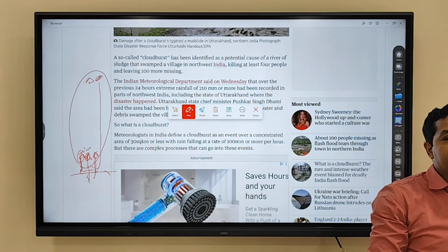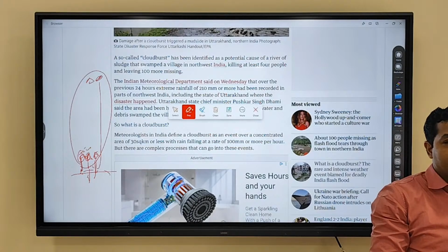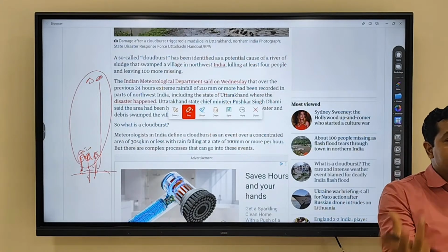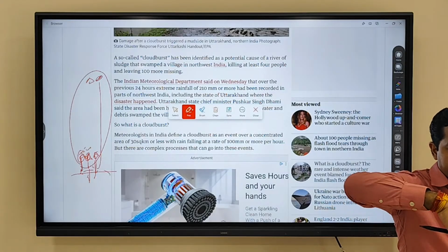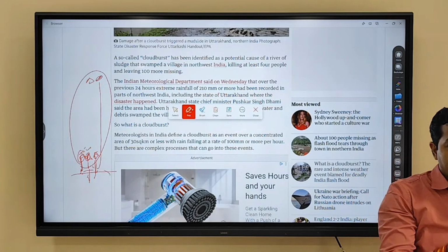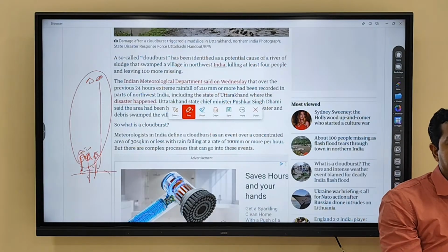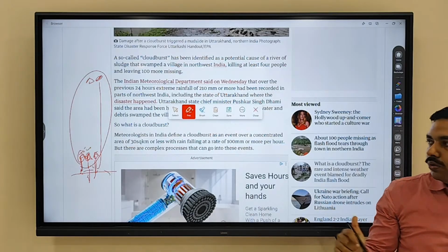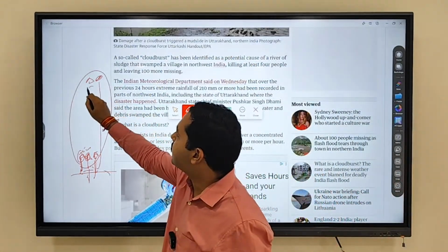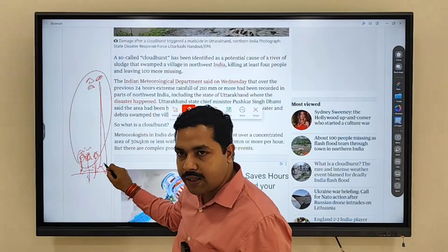Bursting of cloud doesn't mean that everything is falling together. Bursting of cloud means the cloud is not able to hold moisture. As a result, you know that gravity is attracting these tiny crystals. So these tiny crystals are there, but gravity is attracting them.